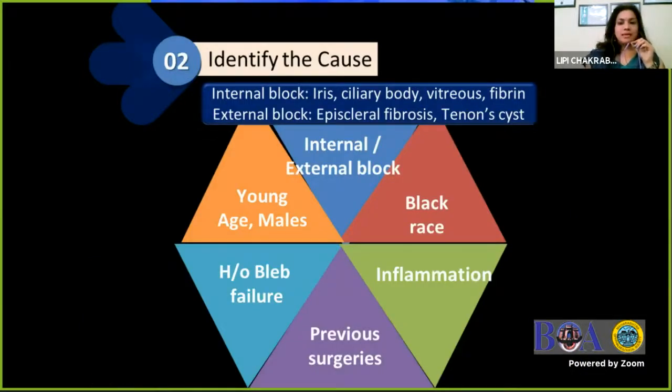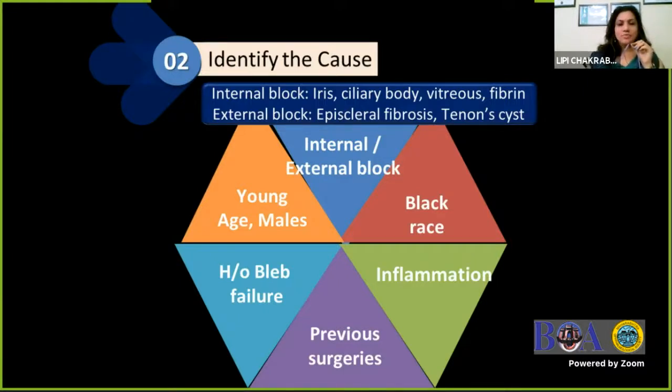So second step in management of failing trabeculectomy is identifying the cause. In this, we determine whether it is an external block or internal block. External block that may be due to episcleral fibrosis or tenon cyst, as just discussed, we need to identify it. Second, identify whether it is an internal block to the ostia by iris, vitreous or fibrin. Third, we need to identify other risk factors like young age, males, African race. All these features make the eye more prone to fibrosis.